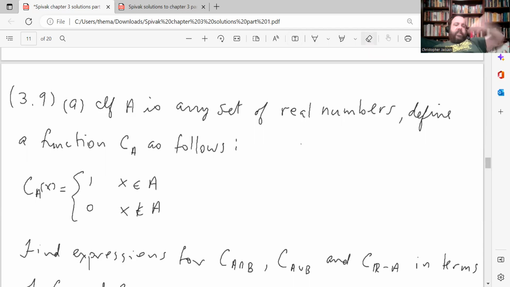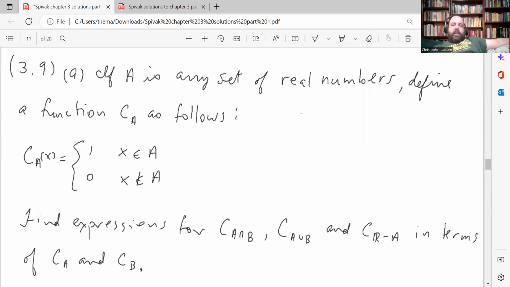So the definition of C sub A of X is it's equal to 1 when X is in the set A, and it's equal to 0 when X is not in the set A. In other words, it indicates when the input value is an element of the set A by outputting a 1.